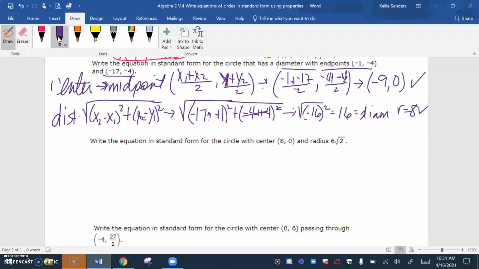Check. So if we have the center and we have the radius, now we can write down the equation of the circle, and it is going to be (x plus 9) squared plus y squared, that's a square even though it looked like a 0, equals 8 squared, which is 64.